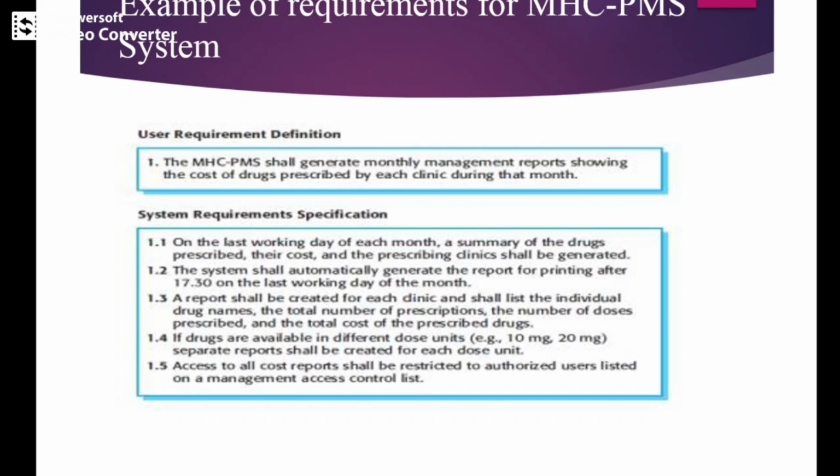We'll see an example so that you will clearly understand what a requirement is. An example of requirements for the MHC-PMS system. You have seen this system already, in the case study in the first video session. You know why it has been developed, mainly to treat patients who are suffering from mental health problems. Now we'll see the requirements. Here we'll begin with the user requirement. So what is the first user requirement?